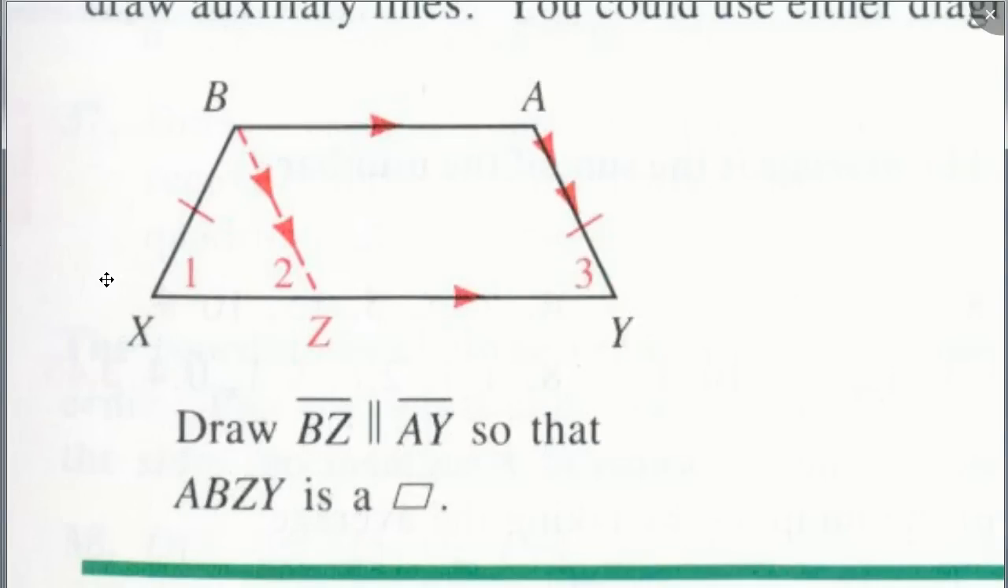Angle A and angle 3, you mean, right? They're not congruent, are they? They're supplementary. Yeah, they're same side interior angles, aren't they? So what do you know about them? They are supplementary, good. What about angle B and angle 1?